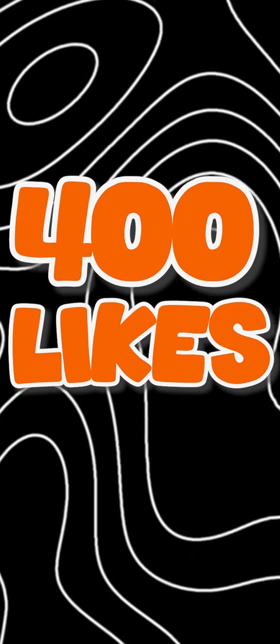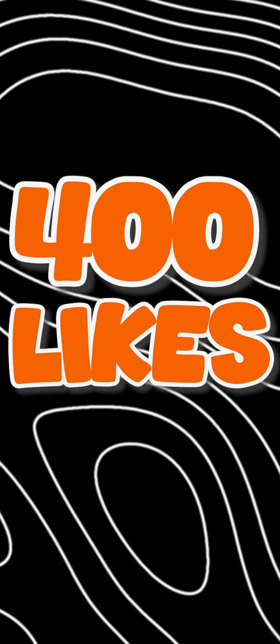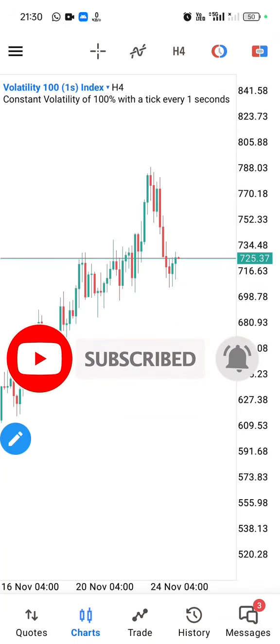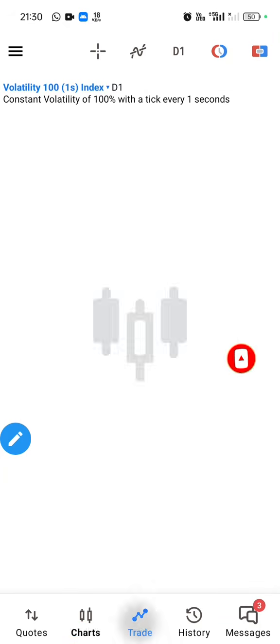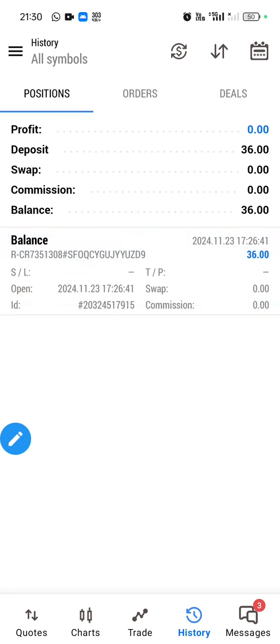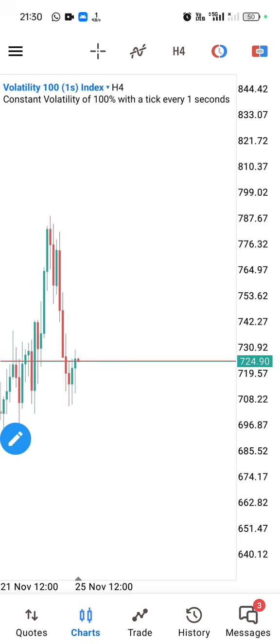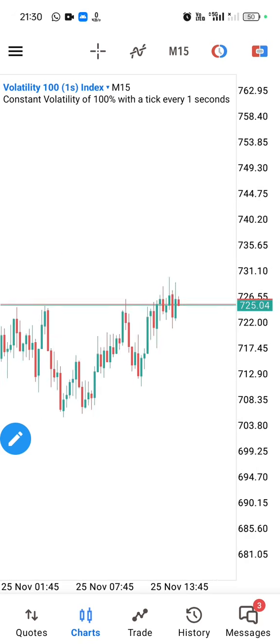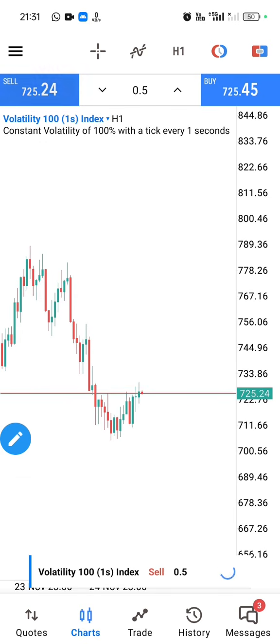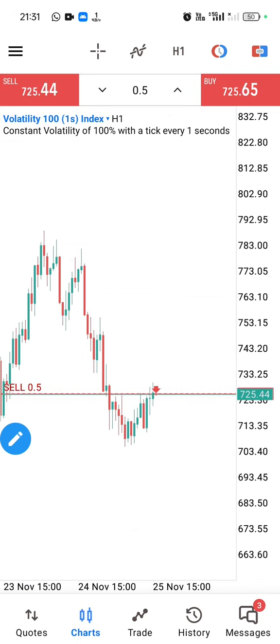Now let's get into analyzing. Okay, so we're starting with VIX 100S, and let me just go to the balance, the deposit. You can see 36 USD right there. So let's go over to the charts, and immediately I'm just gonna sell.